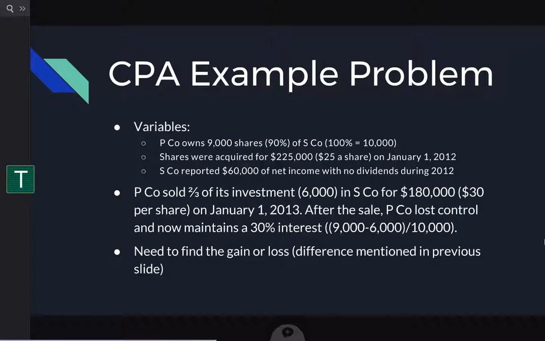Now, in 2013, P Company sold two-thirds of its investment, which is 6,000 shares, in S Company for $180,000 or $30 per share on January 1st, 2013. After the sale, P Company lost control and now maintains a 30% interest, which is calculated by using the original shares, 9,000, minus the shares sold, 6,000, over the total shares, which is 10,000. So since we are down to 30% non-controlling interest, that means that we have lost control, and we therefore need to find the gain or loss, which is the difference mentioned in the previous slide between the carrying value of S Company's equity and the sum of the three items we discussed.